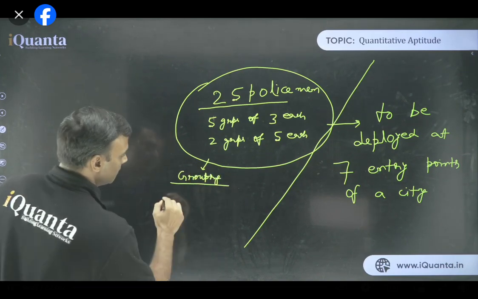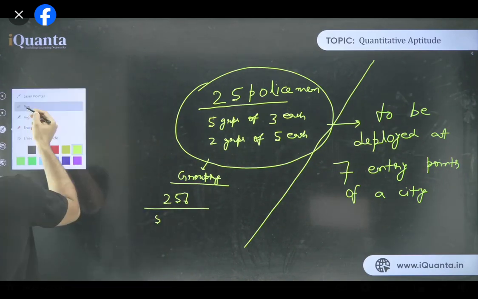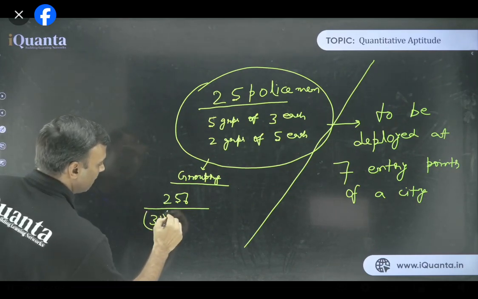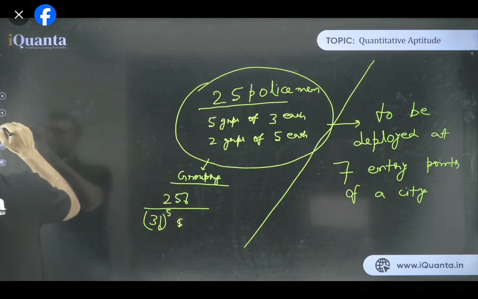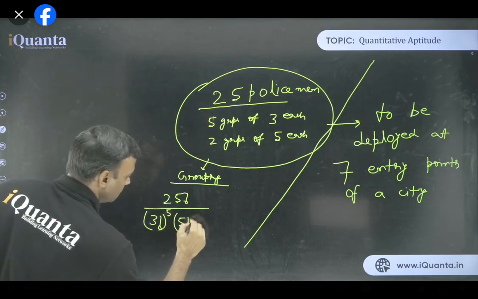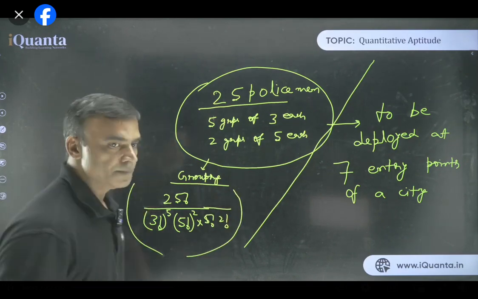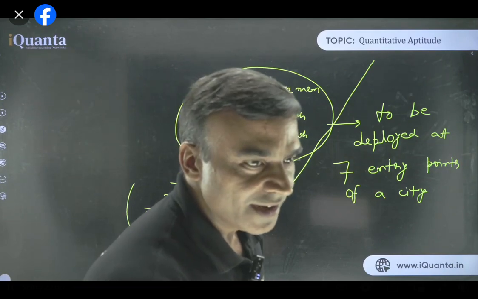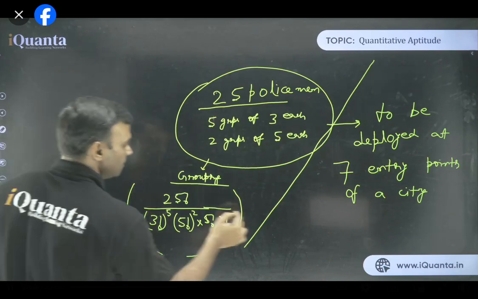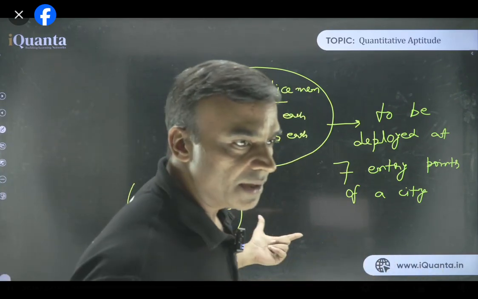How do you do the grouping? 25 factorial divided by 3 factorial to the power 5, 5 factorial to the power 2, into 5 factorial, 2 factorial. Is this clear? Okay? Aryan? हाँ, ठीक है, nice. What else will come in this? And all those people who had doubt earlier, एक बार फिर से repeat कर रहा हूँ, ठीक है बच्चों, देखो.